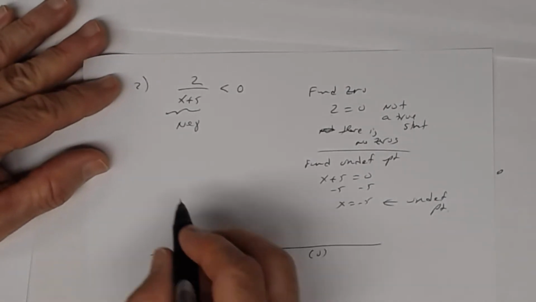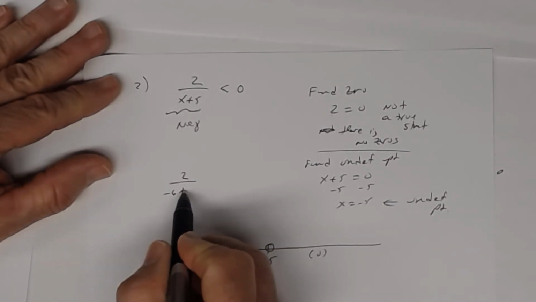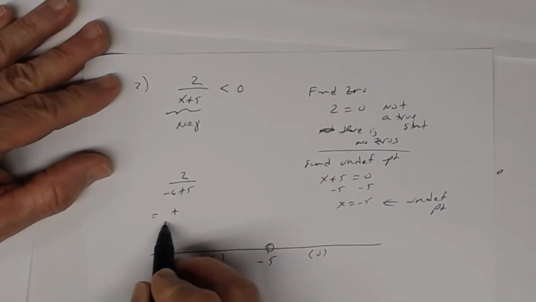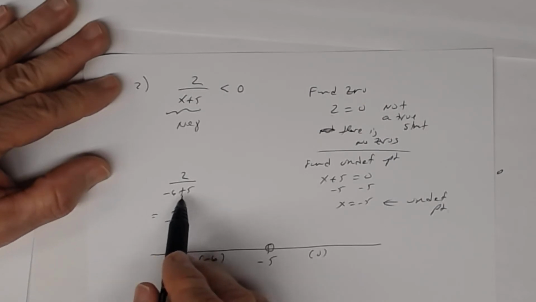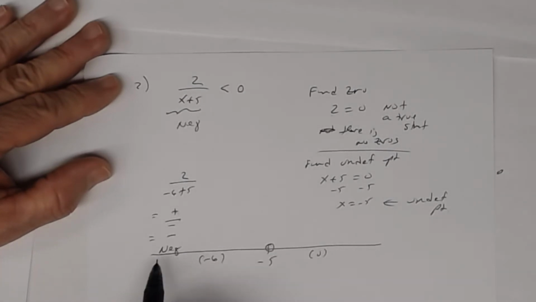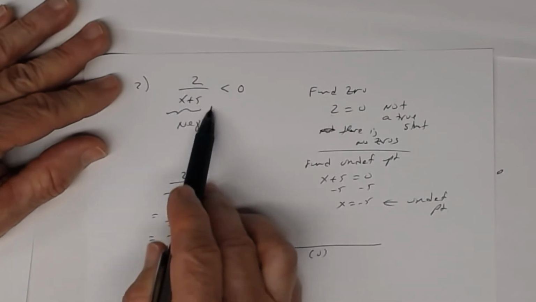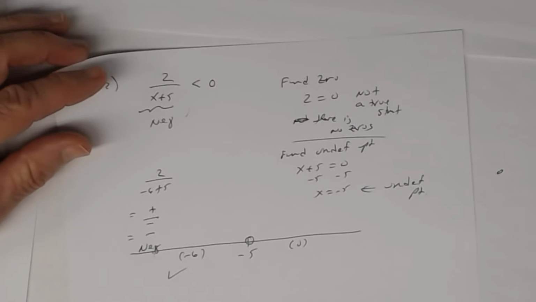So let's do -6 now. I get 2 divided by -6 plus 5, right? 2 is a positive number, so the numerator is positive. Y'all agree? 2 is positive, right? The denominator, -6 plus 5, is -1, so that's negative. A positive divided by a negative is a negative. So that interval, no matter what real number I use in that interval, it's going to make this expression negative. So that means that this interval is a solution.